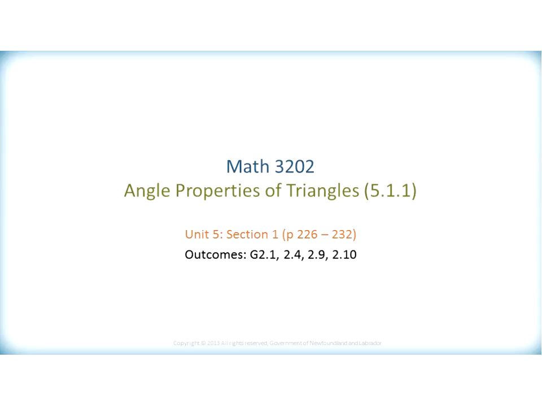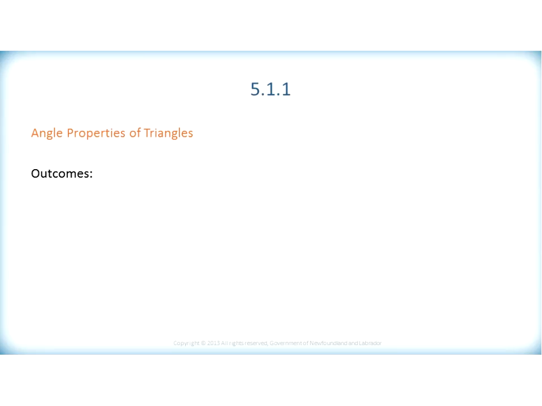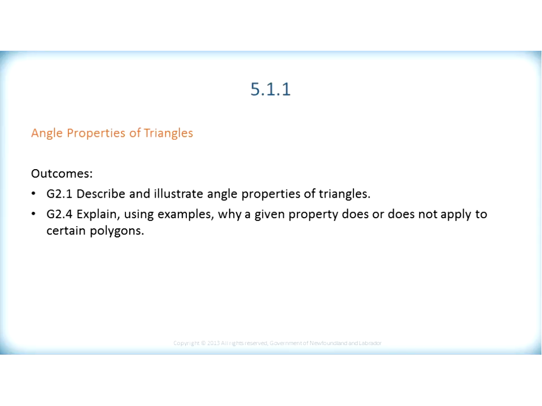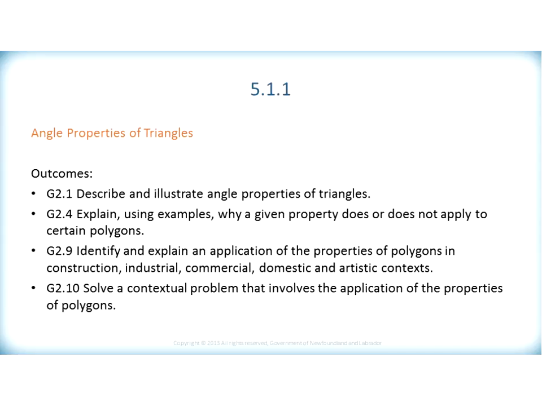In this lesson, we're going to be looking at angle properties of triangles. The outcomes we're going to cover are: describe and illustrate angle properties of triangles, explain using examples why a given property does or does not apply to certain polygons, identify and explain an application of the properties of polygons in construction, industrial, commercial, domestic, and artistic contexts, and solve a contextual problem that involves the application of the properties of polygons.